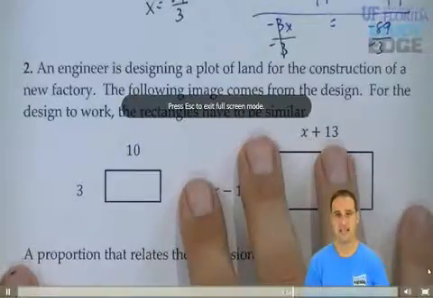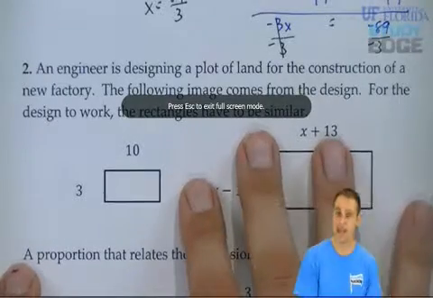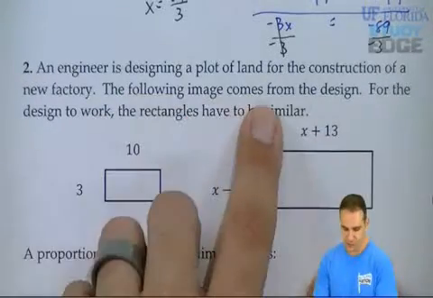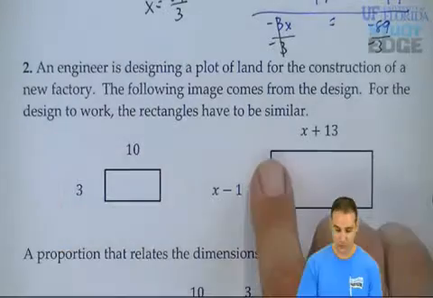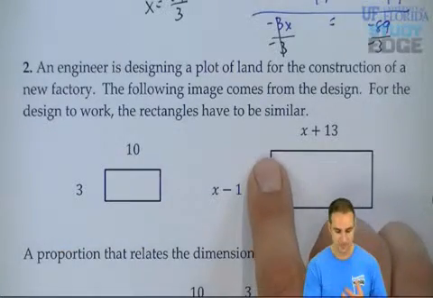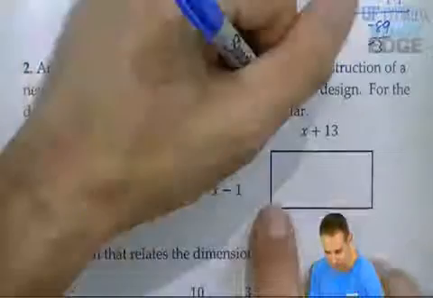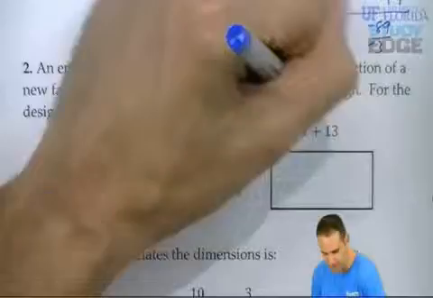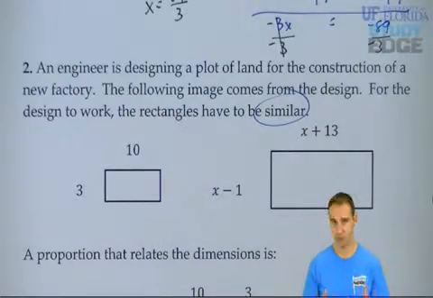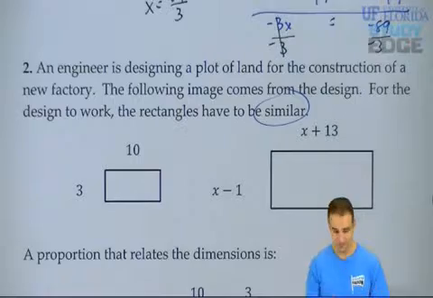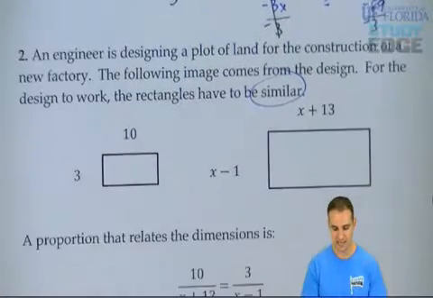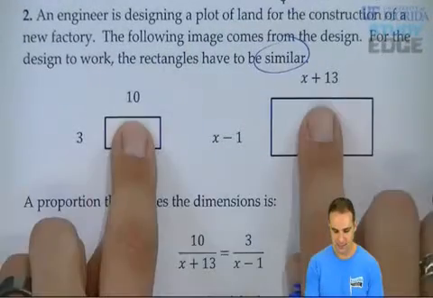An engineer is designing a plot of land for the construction of a new factory. The following image comes from the design. For the design to work, the rectangles have to be similar. Similar, everyone, means that the corresponding sides are going to be proportional. That's the key here.